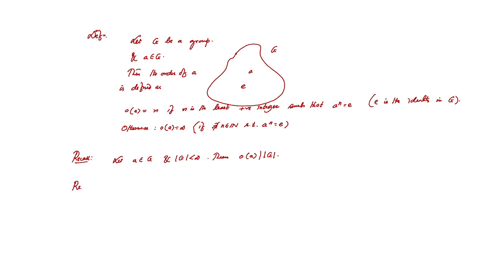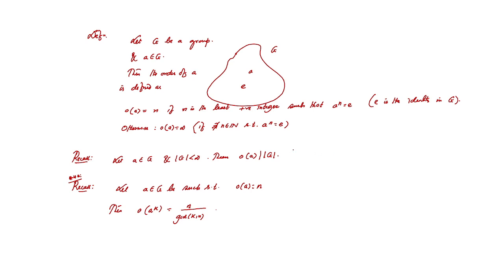And there is another important result. Let A belong to G, where G is a group, be such that order of A equals n. Then we can say the order of A to the power k will be n by GCD of k and n. So this result is very powerful to find out the order of A to the power something.